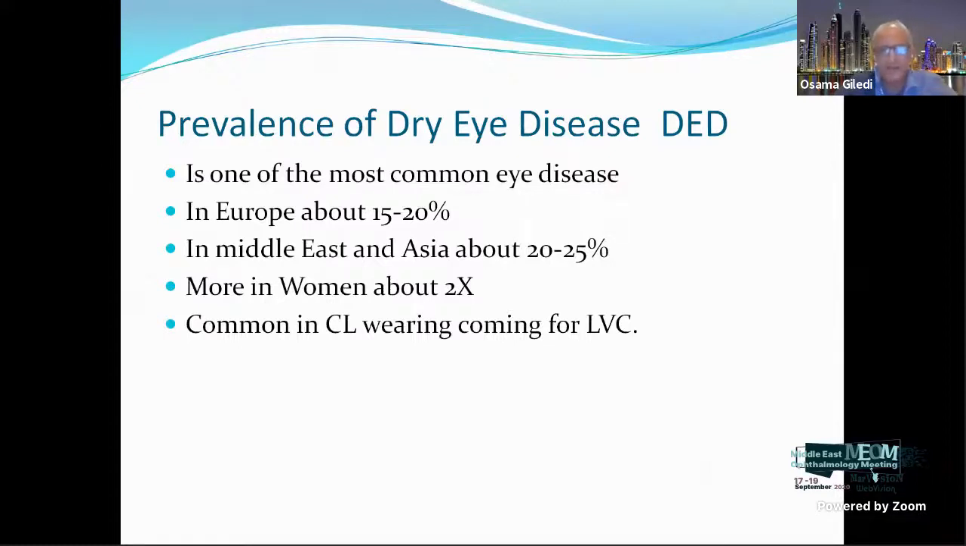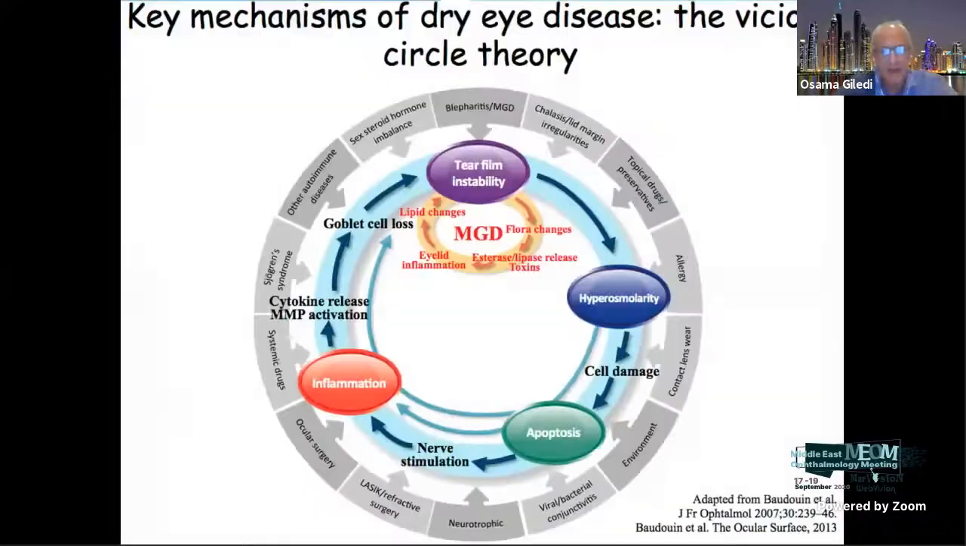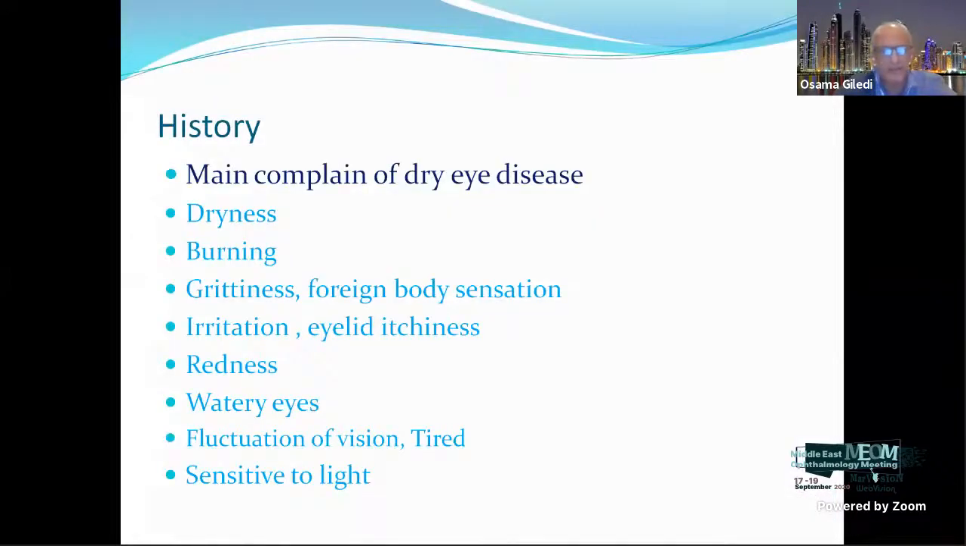So it's very important to screen them, especially patients who say, I cannot tolerate contact lenses anymore. As you know, dry eye is a vicious cycle: tear film instability causes hyperosmolarity, apoptosis, and inflammation, creating further instability and a vicious cycle. The same happens with meibomian gland dysfunction. So it's very important to treat dry eye to prevent this vicious cycle. When patients come to the clinic, usually ask about the history. Does he have complaints of dry eye, dryness, burning, gritty sensation? Those are all different symptoms of dry eye.